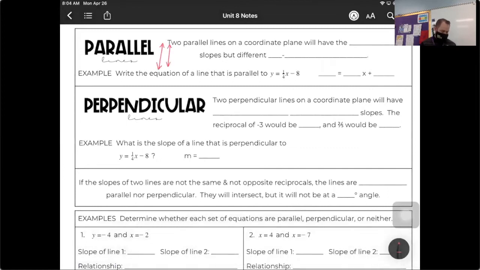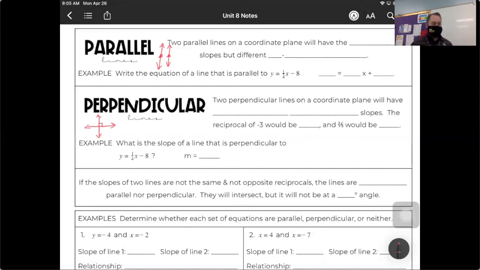So these would be parallel lines. Perpendicular lines are lines that do intersect, but in a very specific way. Perpendicular lines are always going to intersect at a right angle. And there's a very specific relationship with their slopes.